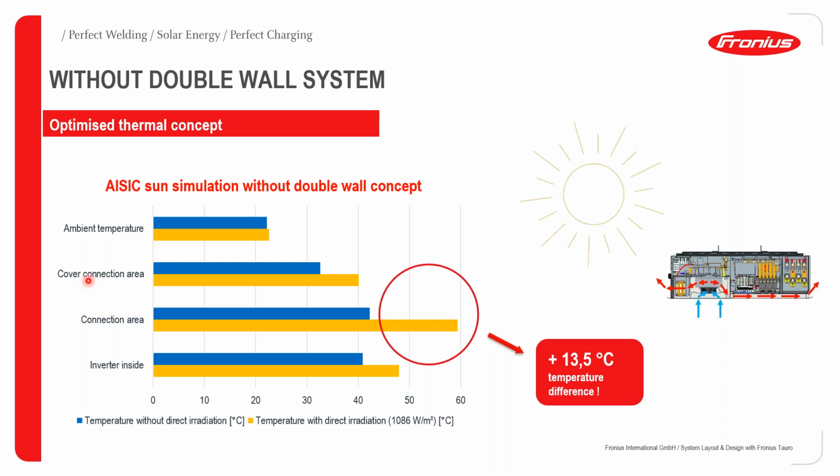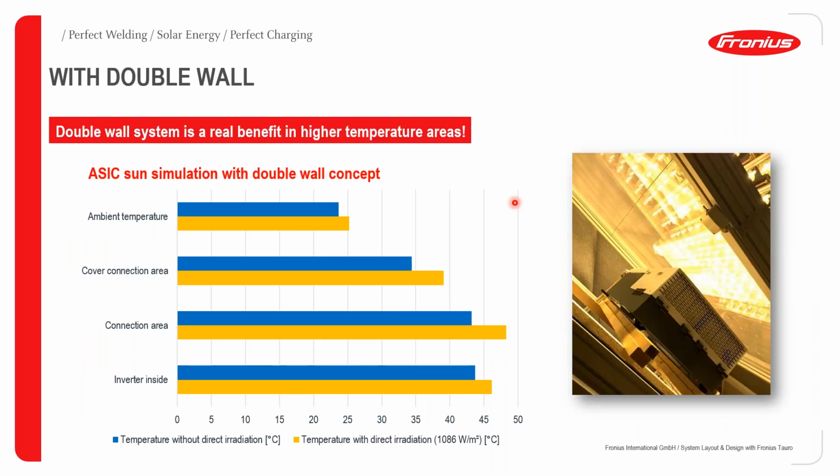So the first one was the cover area, and then the connection area, you're going to have an even higher temperature without a double wall. And therefore, if you have an irradiation of about 1086 watts per meter squared, the connection area of the inverter is going to experience temperatures of nearly up to 60 degrees Celsius. So if you look at the difference between the cover connection area as well as the actual connection area, you're going to see that there's a difference of up to 13.5 degrees Celsius.